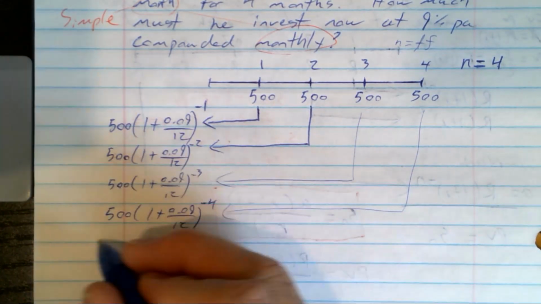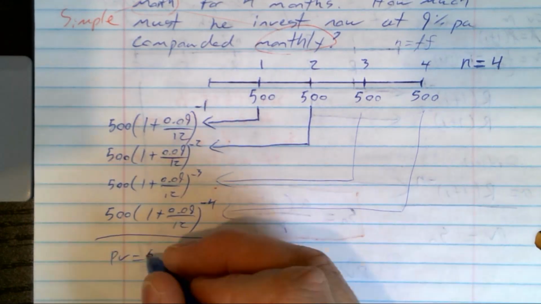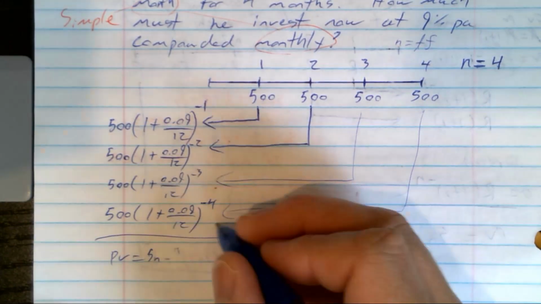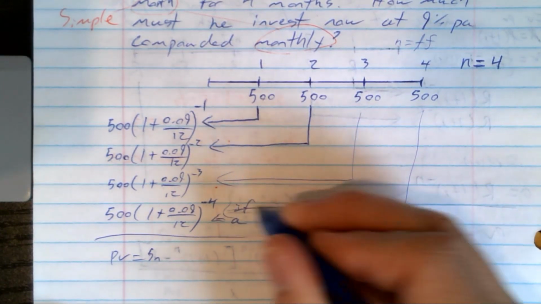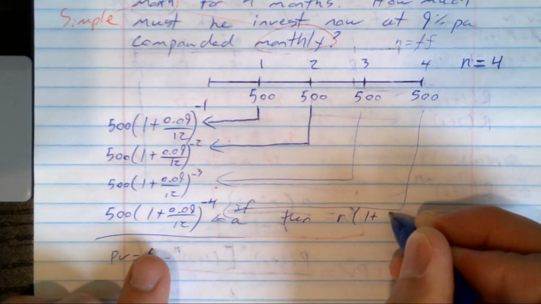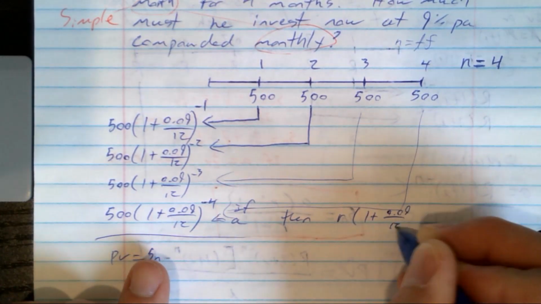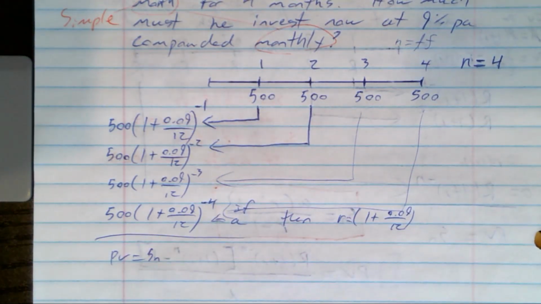His present value is going to be the sum of that series. And again, if we choose this to be a, if that's our first term, then our common ratio is going to be 1 plus 0.09 divided by 12, to the exponent 12. It'll reduce the number of negative exponents that we have in its formula. It's worth it.